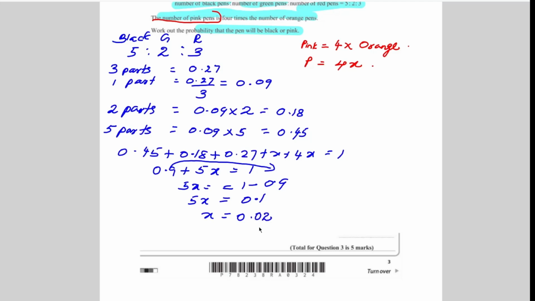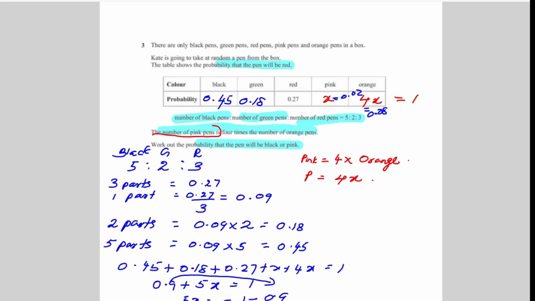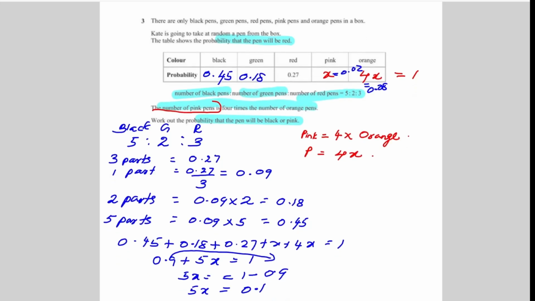Then we have the probability here: 0.02. x equals 0.02. 4x means 0.08. Right, we need to get the probability that the pen will be black or pink.